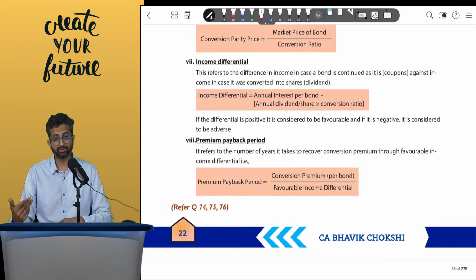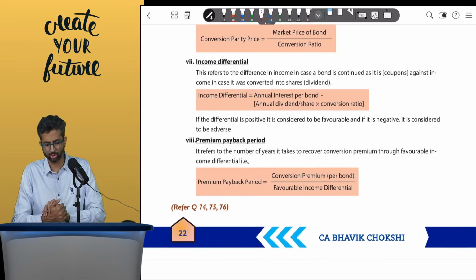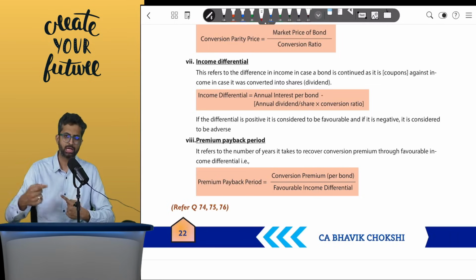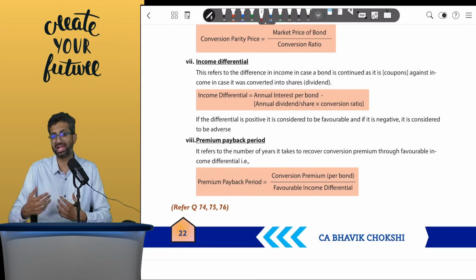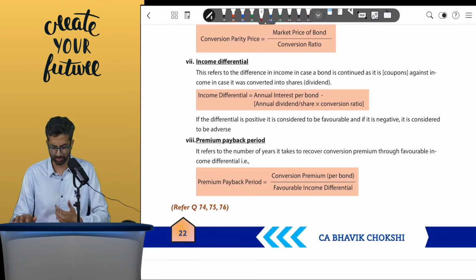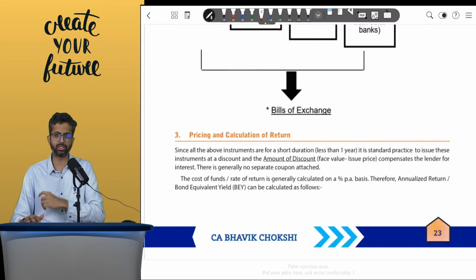Then you have the income differential and the premium payback period. Within the income differential, you will take the annual interest per bond and then subtract the annual dividend. Premium payback period: how much is the premium that you are paying and how much time does it take to recover that kind of premium. So this is calculated as conversion premium upon the favorable income differential.